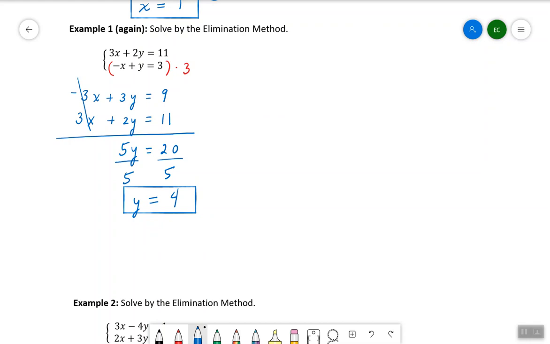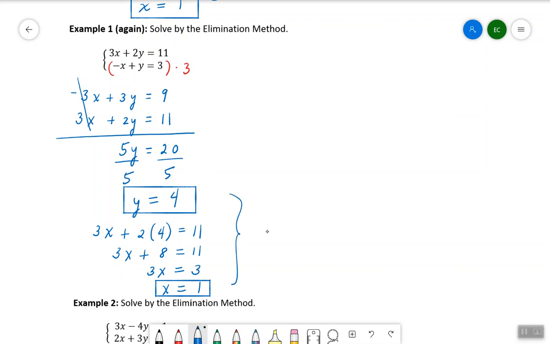x value. So maybe the second equation is a little easier to solve, although I don't think it makes much difference. Let's use the first equation. So if we have 3 times x plus 2 times y, we'll replace the y with 4 that we just found. And then 3x plus 8 equals 11. When we subtract 8 on both sides and then divide by 3, we get x equals 1. And so again, we would like to write our answer (1, 4).